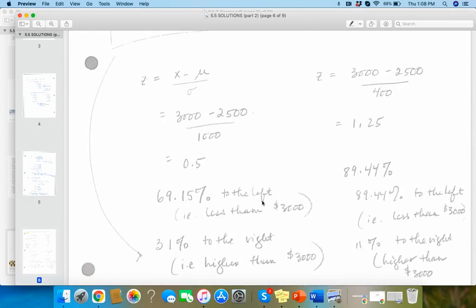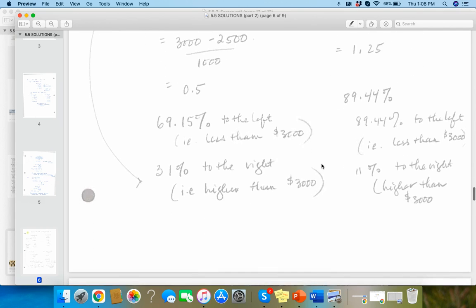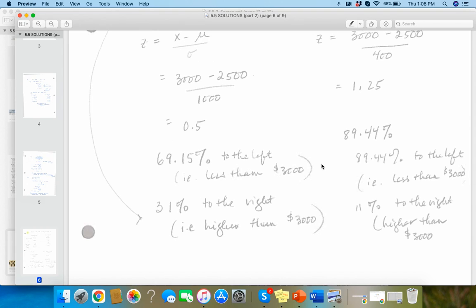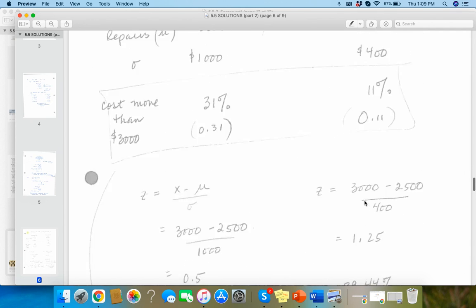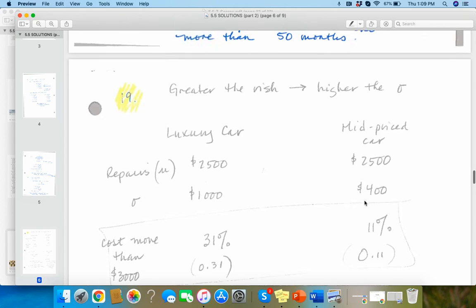Now, what you need to realize with this one is that when we get these probabilities, we're looking at the probability of the data to the left of the z-score. But if we're talking about the cost being more than 3,000, then what we're really interested in is the probability to the right. We find that by subtracting from 1. So we get 31% to the right for the luxury car and only 11% to the right for the mid-sized car, which is exactly like what they said. It's more of a risk the higher the standard deviation.